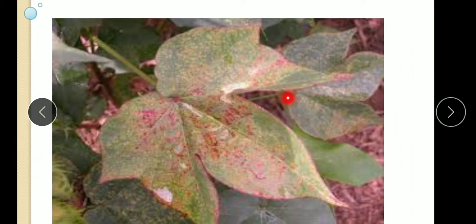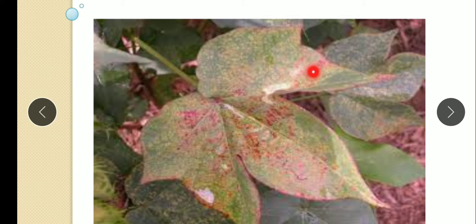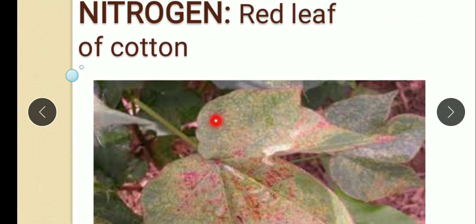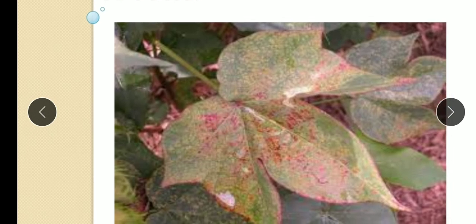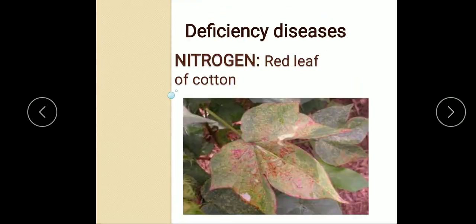Leaf margins turn yellow and later show red pigment. You can see here the red pigments are seen. So red pigmentation on the whole leaf, reddening progresses to stems and leaves, and shedding of the leaves occurs. So these are the symptoms of the red leaf of cotton, and this is due to deficiency of nitrogen.